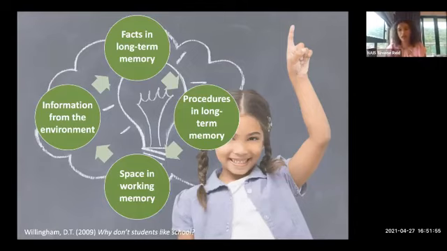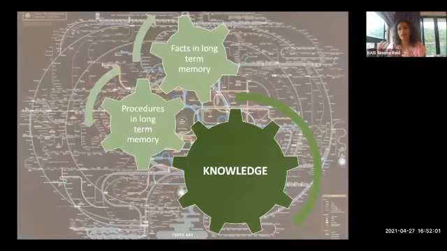So taking a closer look at long-term memory first. This idea of the facts and the procedures in our long-term memory. Willingham says that there's this interaction between these facts and these procedures that we've got stored in our long-term memory. Our long-term memory is our storage area. So the interaction can be described as knowledge. So this knowledge is everything that we know. In other words, everything that we have ever learned.